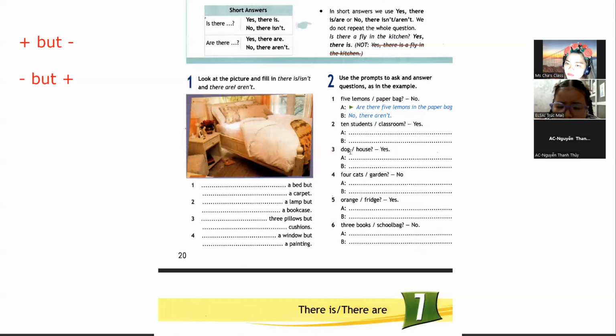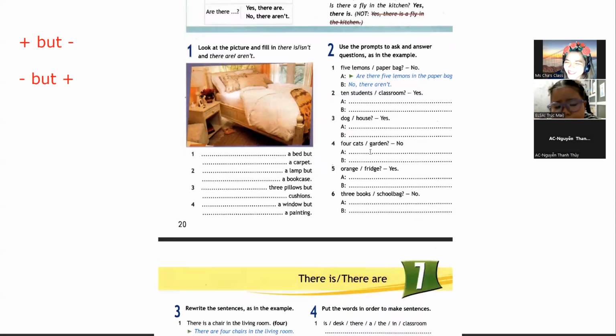Number three. Is there a dog in the house? Very good. Yes, there is. Good job. Number four. Are there 4 cats in the garden? No, there aren't. How about number five? Is there an orange in the fridge? Yes, there is. All right.